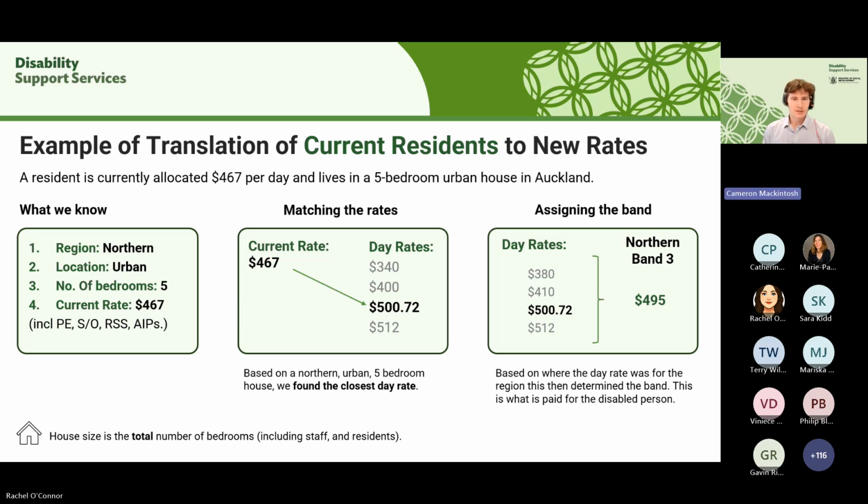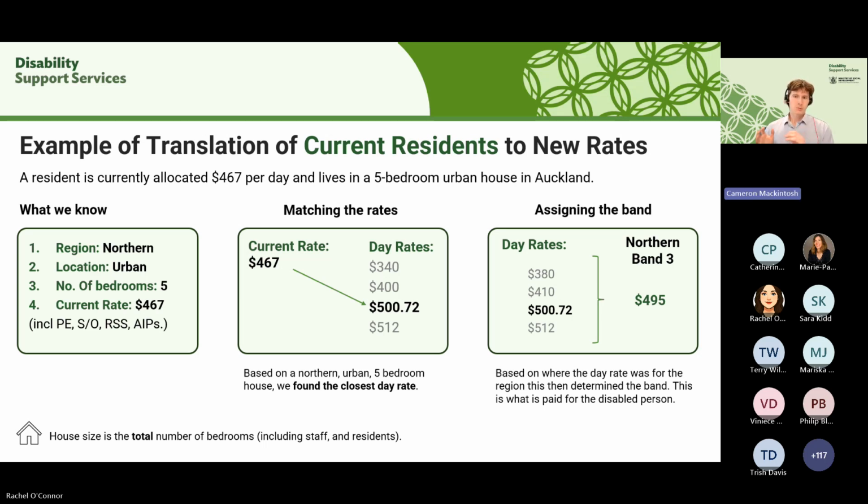Cool. So for example, if we take a resident currently allocated $467 per day, they live in a 5-bedroom urban house in Auckland. So what we know here is the region, northern location, urban, 5 bedrooms, and the current rate of $467. The next step was matching that rate to the closest day rate. And that was based on the filter of a northern urban 5-bedroom house. In this example, it was $572.